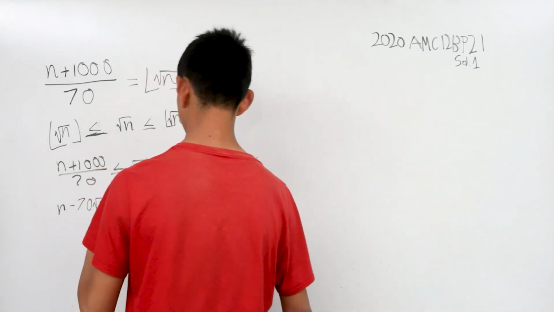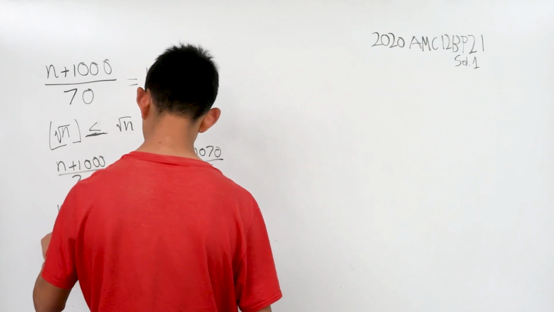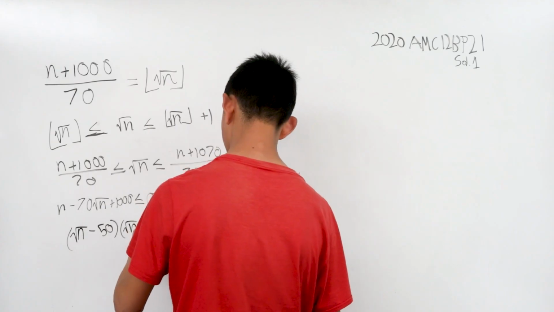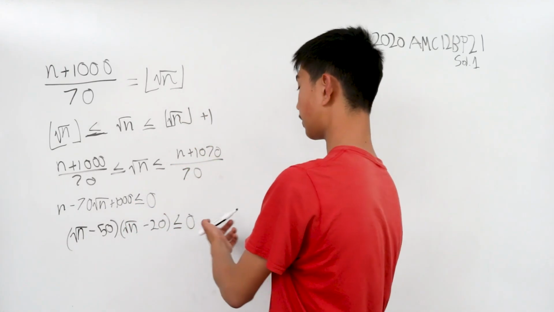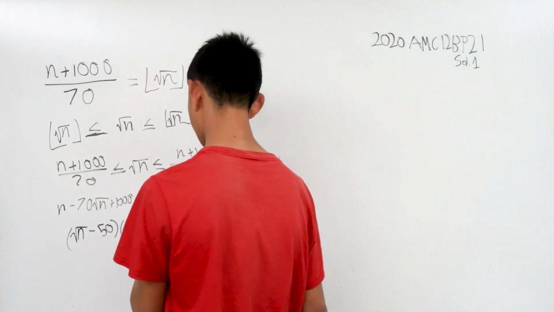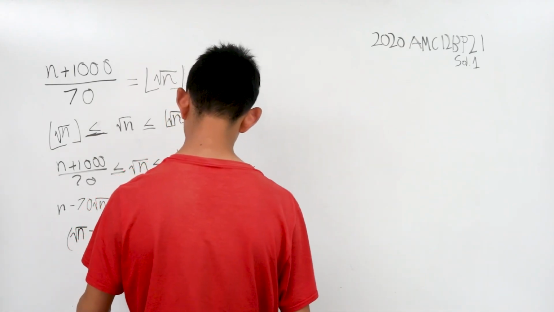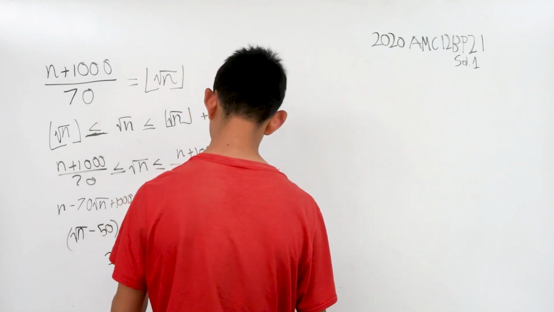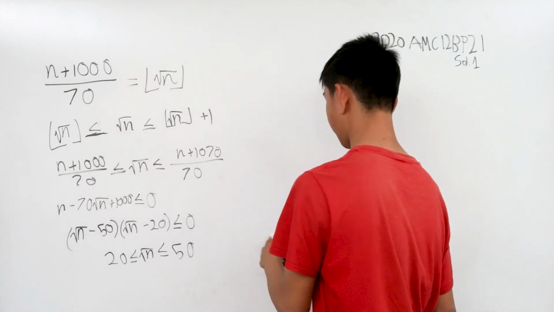In this case, you're dealing with the square root of n. So (square root of n minus 50) times (square root of n minus 20) is less than or equal to 0. Once you figure everything out here, we're almost done. The inequality then becomes 20 is less than or equal to the square root of n, which is less than or equal to 50. So that yields some solutions.